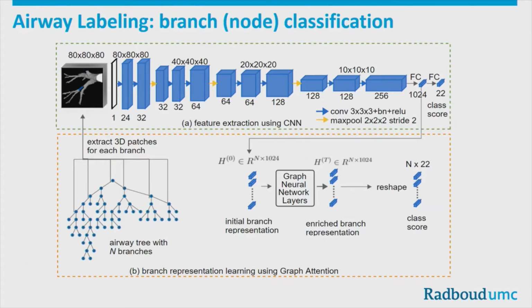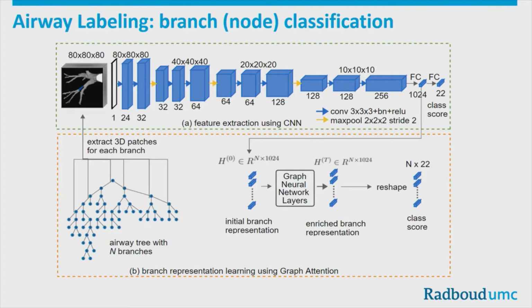We tend to think of airway labeling as a branch or node classification problem, where the airway tree is a graph, and we just want to assign labels to each of the branches. Here in our case, we designed this kind of two-stage approach. First, we need to extract the node features, right? In the previous example, in the node classification, the input to the graph network is the node features. So we use a convolutional network to extract the features for each branch, and then these features will be used as input to the graph neural network to predict the probability of a branch belonging to one of the 22 classes.